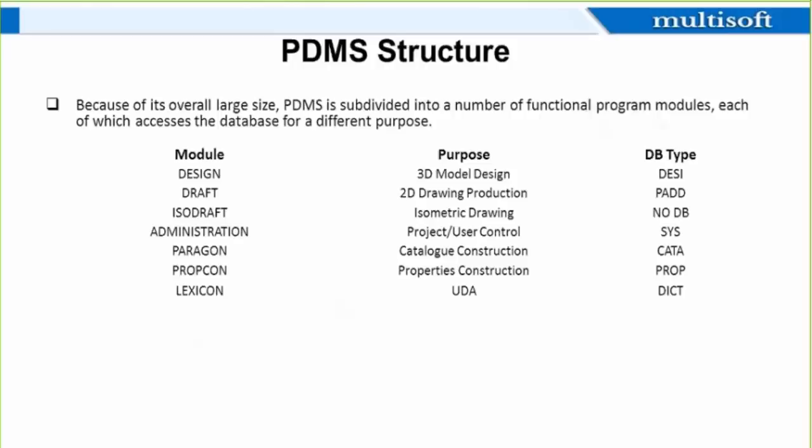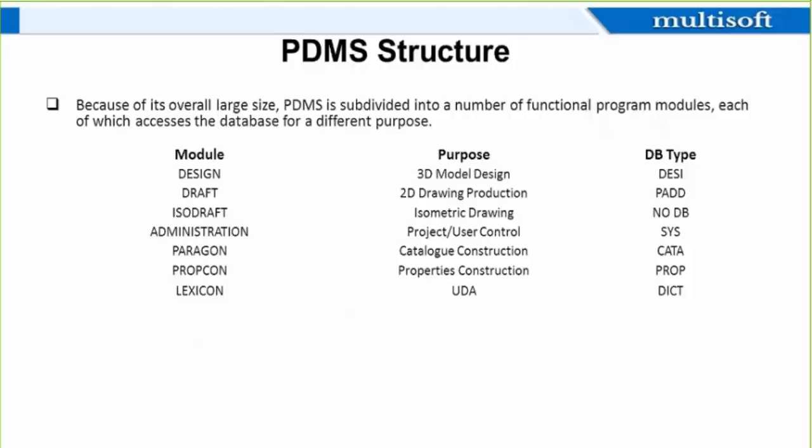The next module is Draft. Draft is the module which is used for drawing extraction. Like you can extract a 2D drawing from the 3D model using this module. The next module is Isodraft. Isodraft is used for isometric extraction, pipe isometric extraction. The Administration module is used for project user control and other project housekeeping activities. Paragon is used for catalog and spec construction. Propcon and Lexicon are used for properties construction and UDA construction respectively.